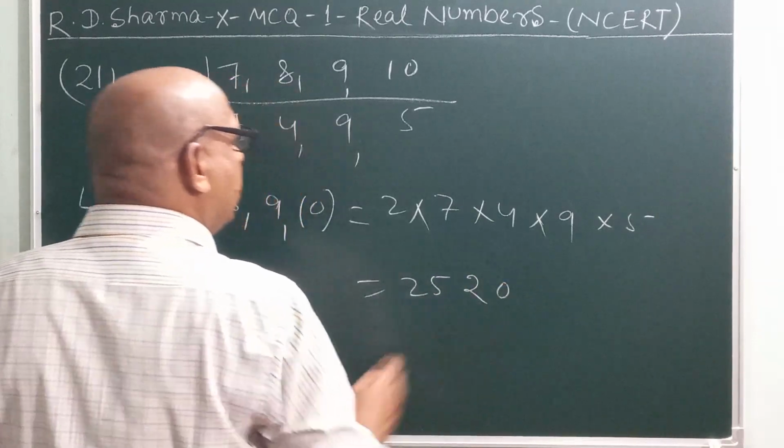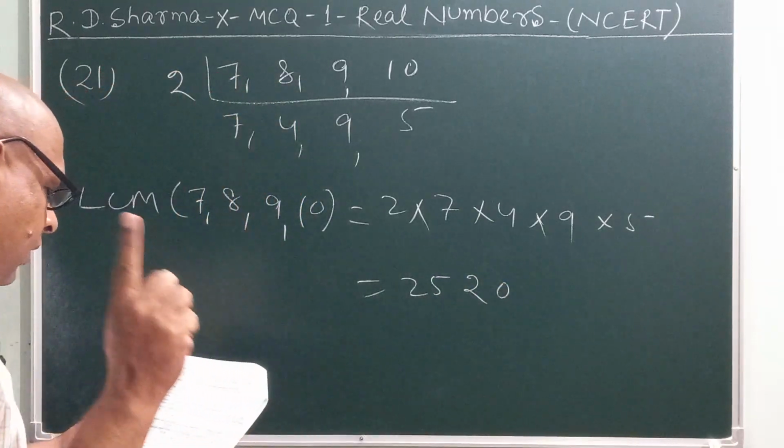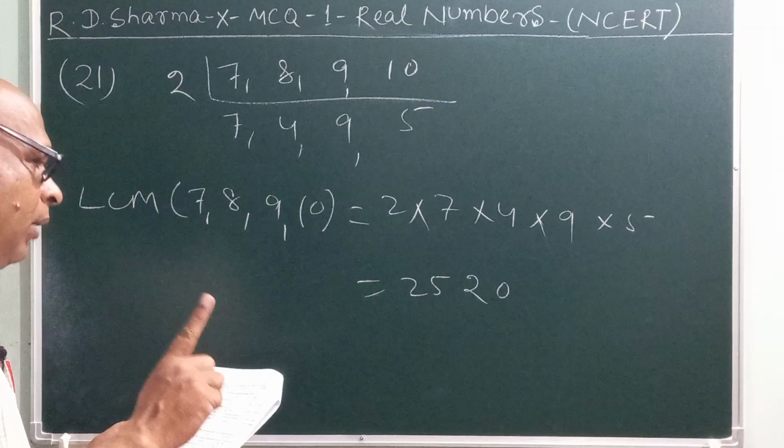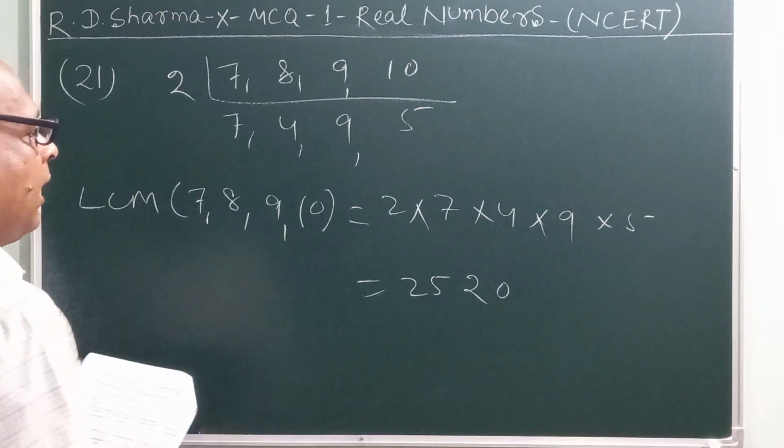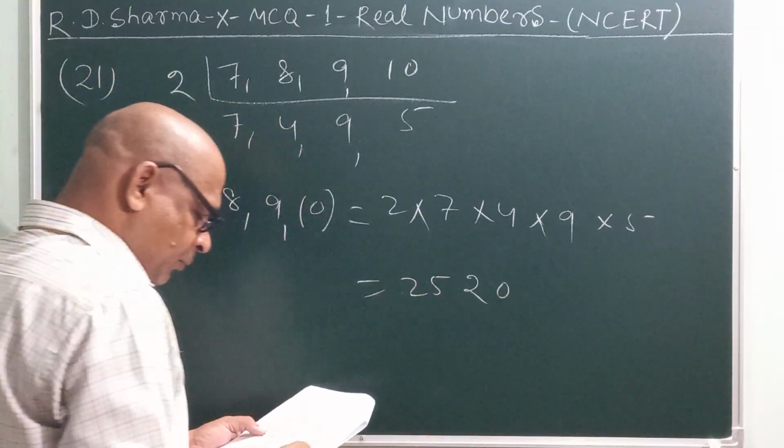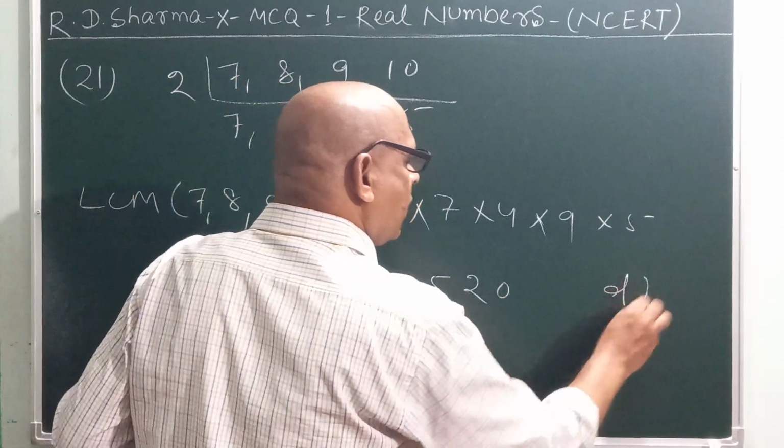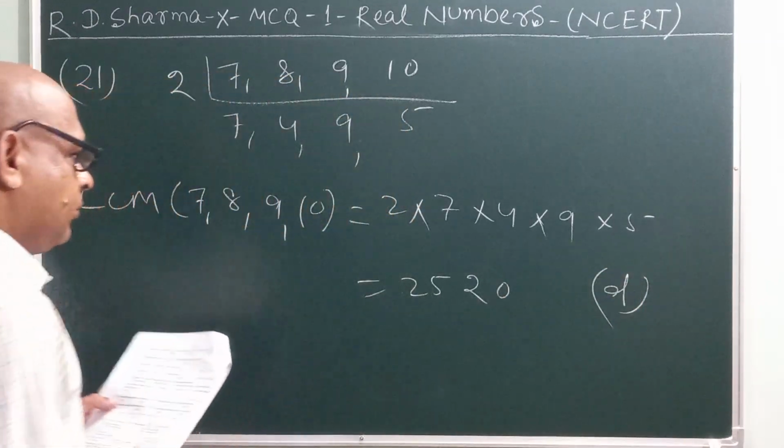Answer 2520. The least number that is divisible by all the numbers from 1 to 10 is 2520. Option D is the right answer.